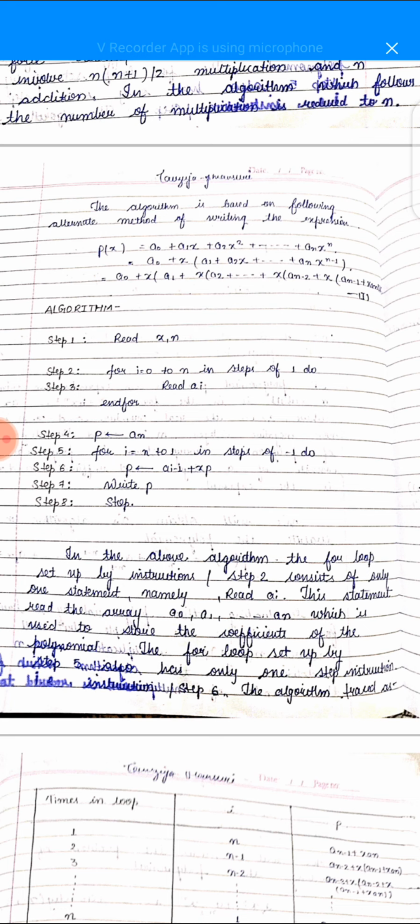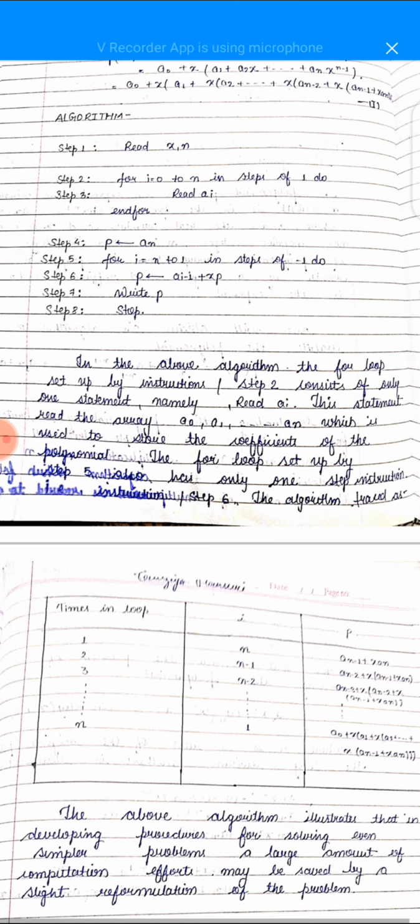Now let's see the algorithm. In step 1 we will read the value of x and n. In step 2 we will use a for loop for i equal to 0 to n in steps of 1, and in step 3 we will read a_i, and then we will end our for loop. In step 4 we will assign a_n to p, and in step 5 we will start a for loop where i equal to n down to 1 in steps of 1 do. In step 6 we will assign a_(i-1) + x p to p. In step 7 we will write the value of p. In step 8 we will stop our algorithm.